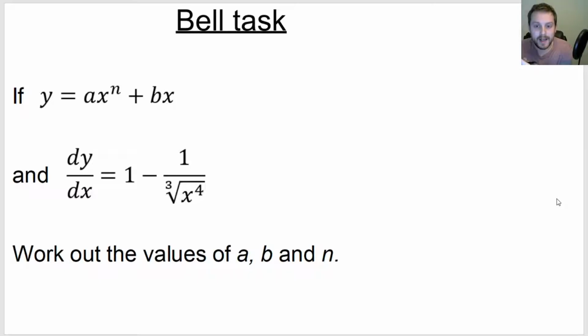So if y is some number times x to the n plus some number times x, and then it tells you what dy by dx is, without any a's or b's or n's, it then says, given that information, can you work out what a, b, and n must be? So what I would ask you to do is pause the video, write down that form of y, write down that form of dy by dx, and then see if you could work out how to answer this.